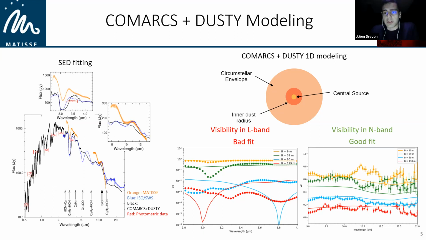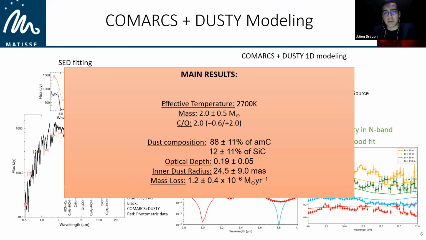And we have a quite good visibility in N band compared to L band. So that's our first step. And from this, we have this main result. Basically, all the effective temperatures, mass, the carbon-oxygen ratio, etc., and the dust composition, all these results that we've had with Dusty are consistent with what we can find in the literature, to be honest. So that's a good point.